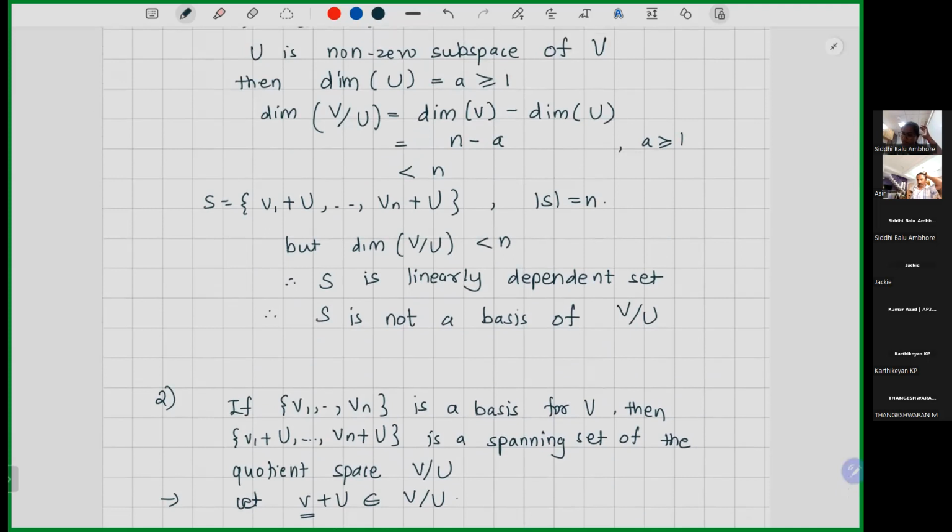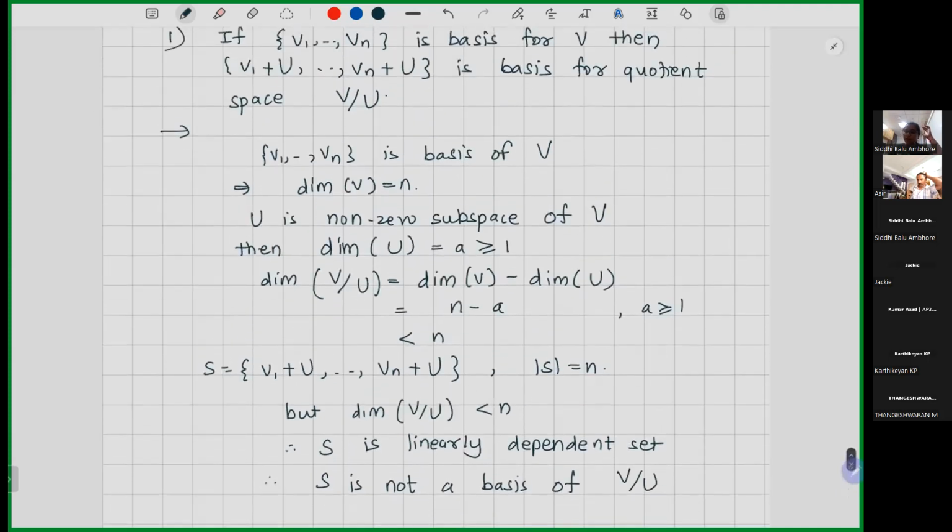We were talking about basis. So basis means a spanning set along with a linearly independent set.